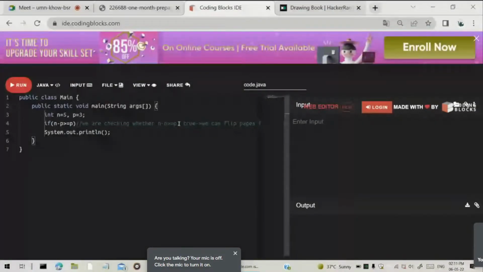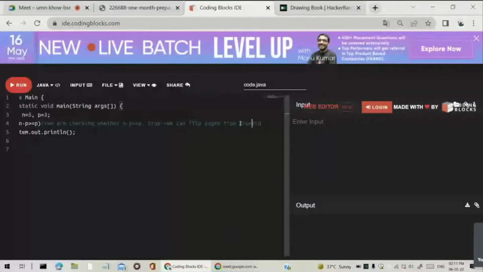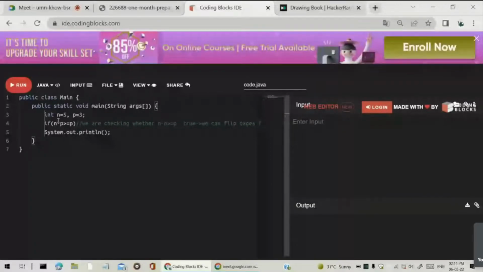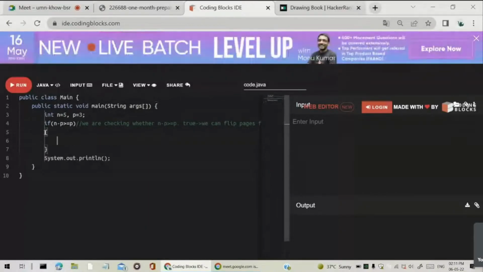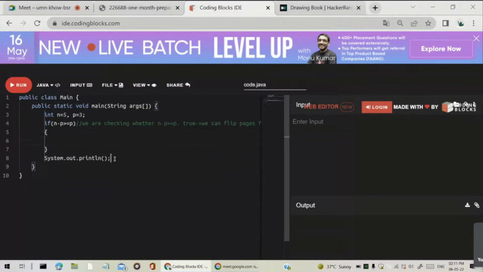Basically, n minus p, where n is the total number of pages, right? Suppose there are 6 pages and p is 2. Okay, 6 minus 2, which is 4. So if we flip from the back side, we need to flip 4 pages. If we flip from the front side, we need to flip only 2 pages, so p by 2 pages. Yeah, continue.